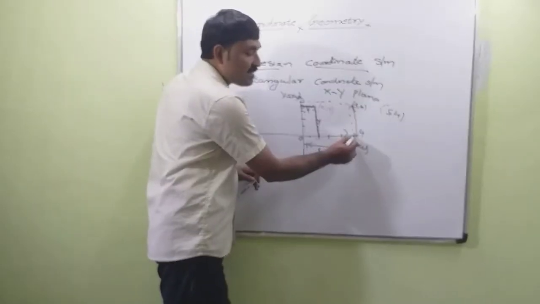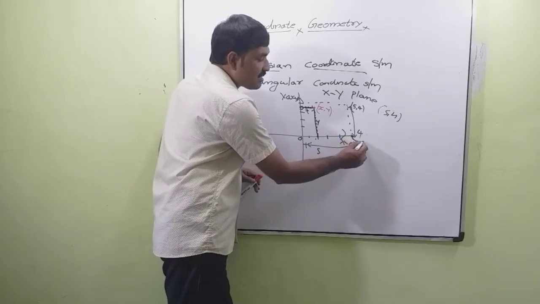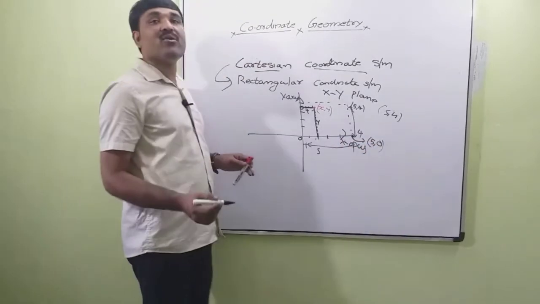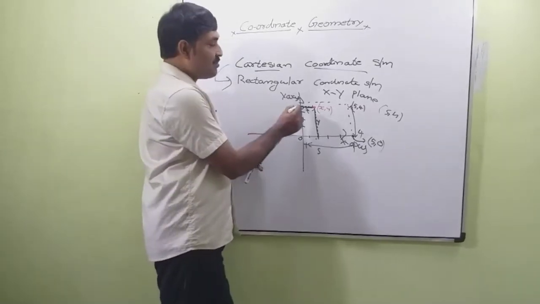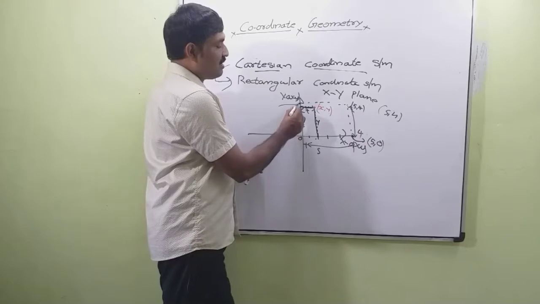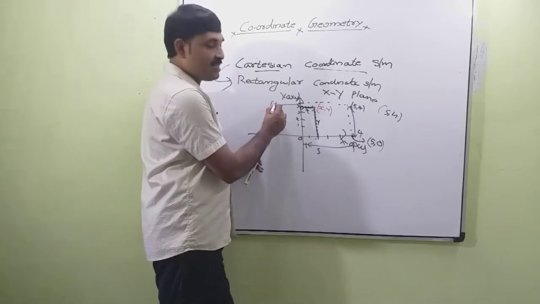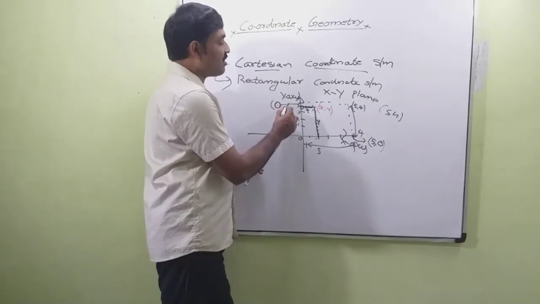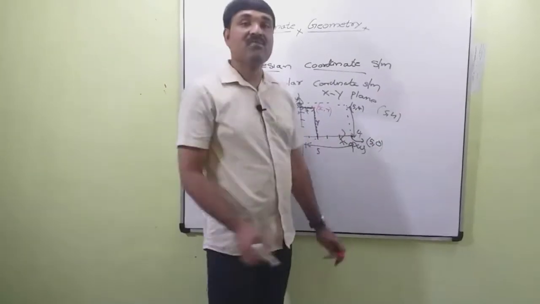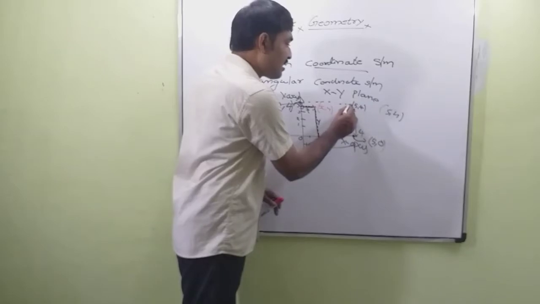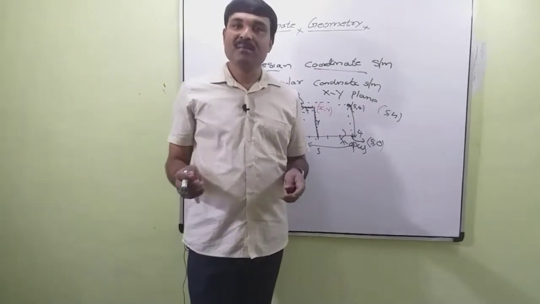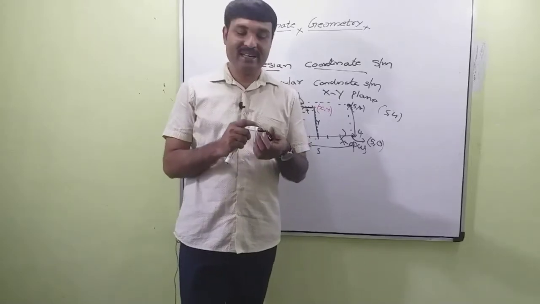So what is the coordinate at this point? This point is represented by 5, 0. The value of the y coordinate is 0. Similarly, this point on the y-axis is represented by 0, 4. That is, the x coordinate is 0 and the y coordinate is 4. So this point is 0, 4 and this point is 5, 0. And this is our required point 5, 4. This is a representation of a point in xy coordinates.